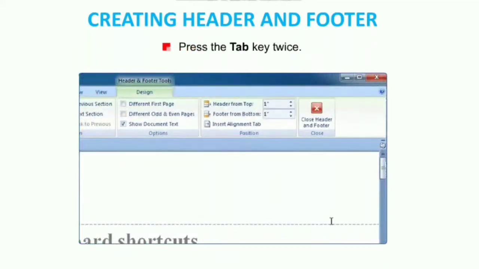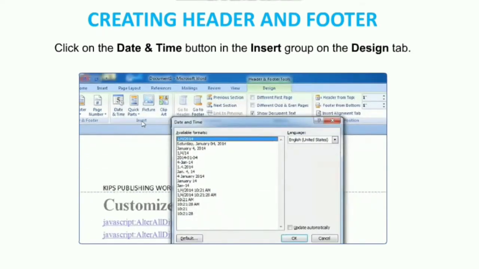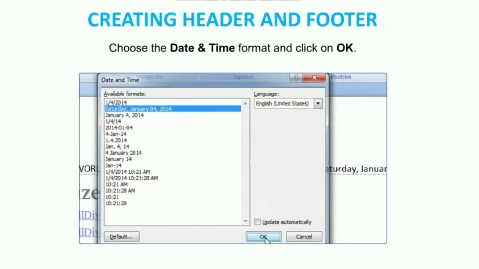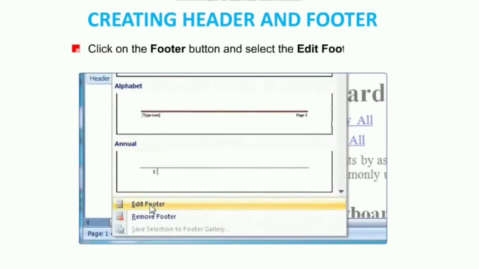Press the Tab key twice. The insertion point will jump to the right side. Click on the Date and Time button in the Insert group on the Design tab. Choose the date and time format and click on OK. Click on the Footer button and select the Edit Footer option.